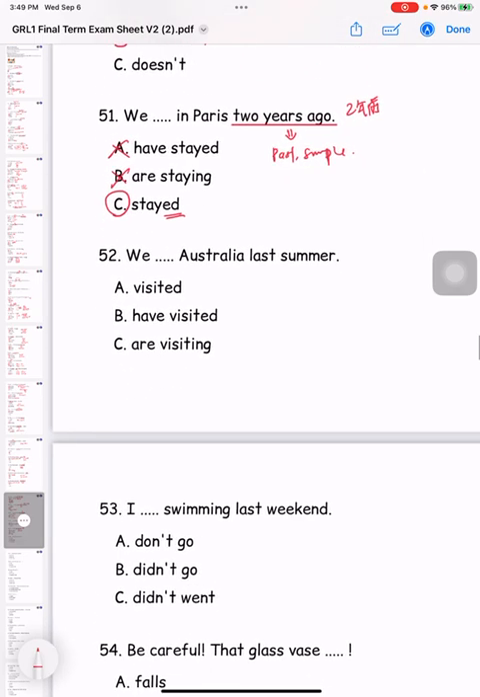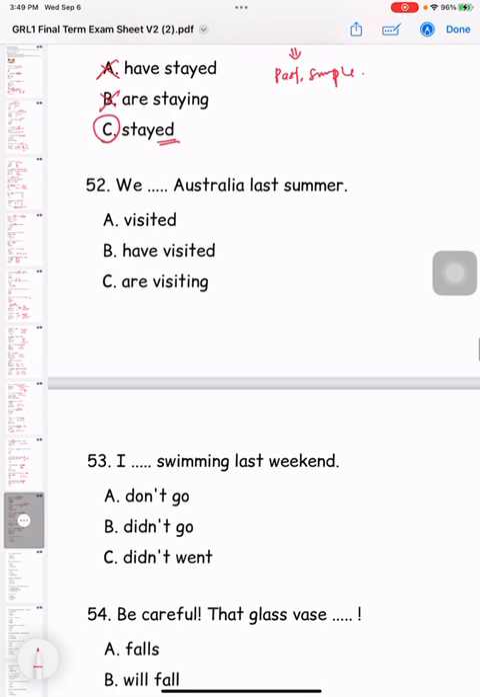Okay, right, 52. We Australia last summer. Okay, so obvious. Last summer. 上一个那个夏天. So that means in the past as well. So when we are talking about something in the past, we gotta use past simple tense. So which one is past simple tense? Not B, not C, but A. See? Sometimes you change the verb to past simple tense by adding ed at the back, same as this.